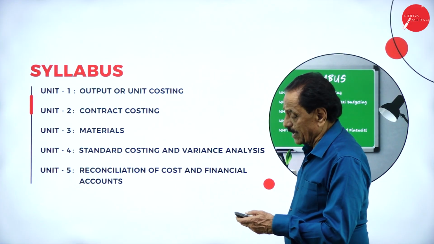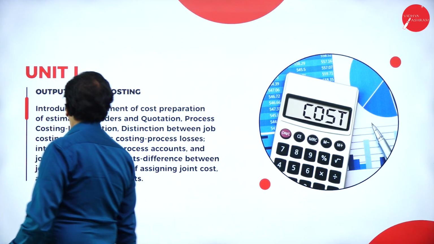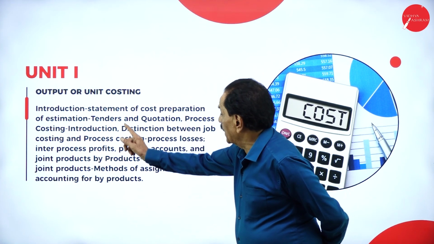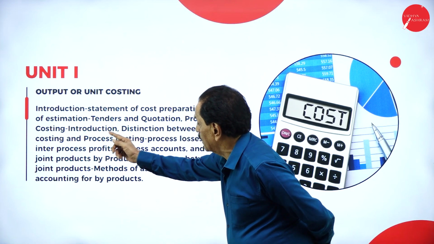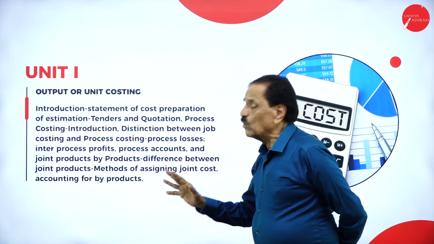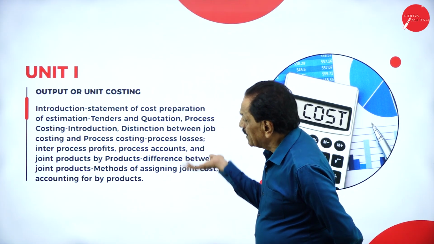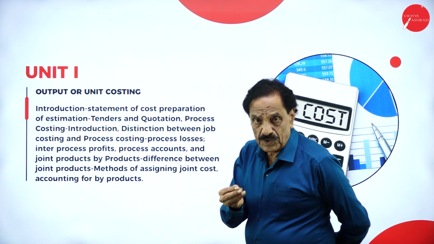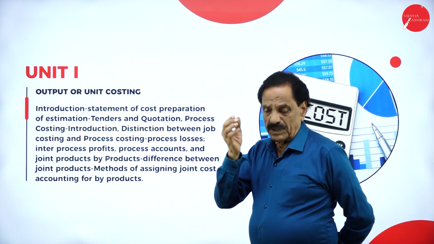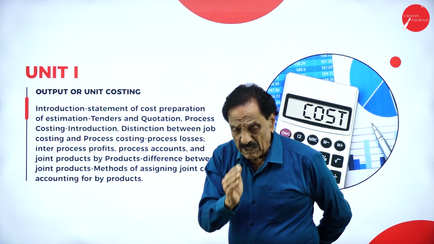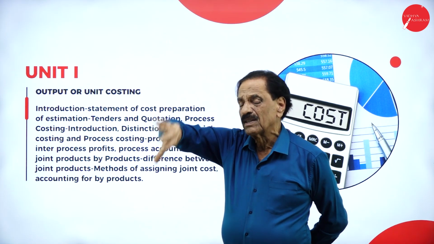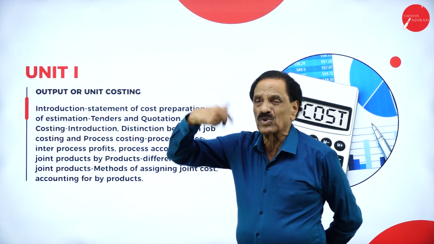We'll go through what the contents are. Output or unit costing. Introduction here. Statement of cost, preparation of estimates. Here we are going to prepare the cost sheet with the help of estimation, tender and quotation. Process costing: how the article goes through the 3 processes. They will put the raw material in the first process, we'll get the finished good, that becomes the raw material for the second process. It goes on.